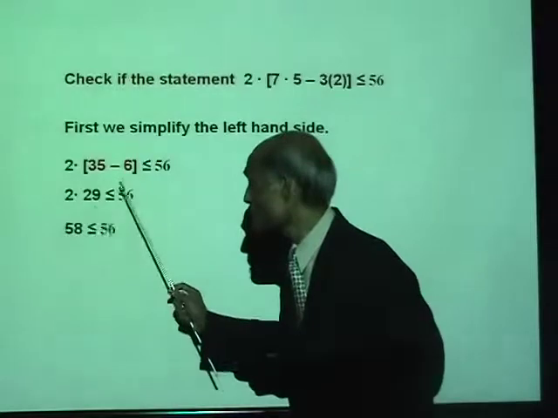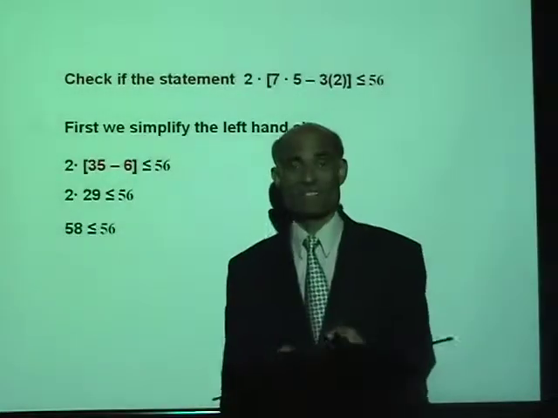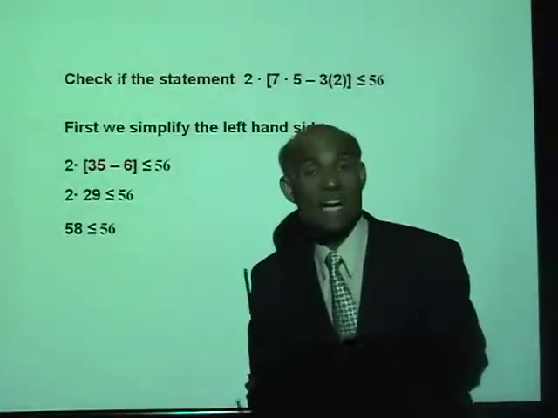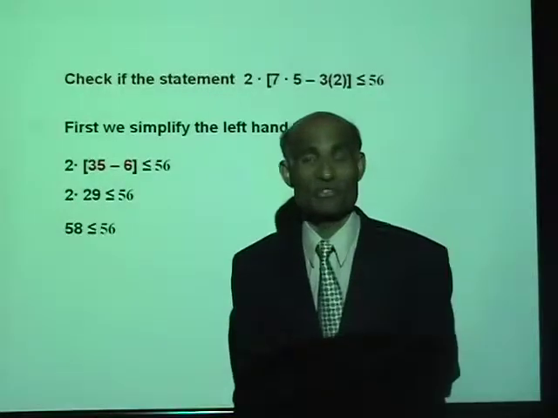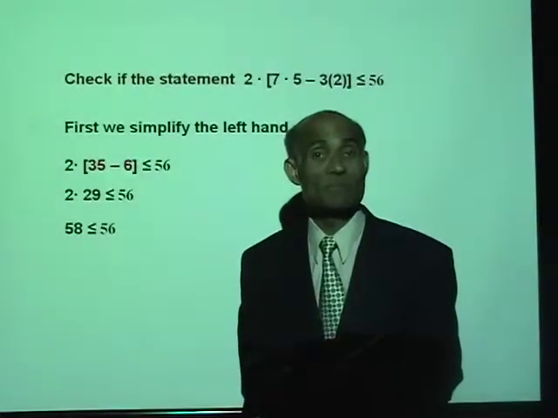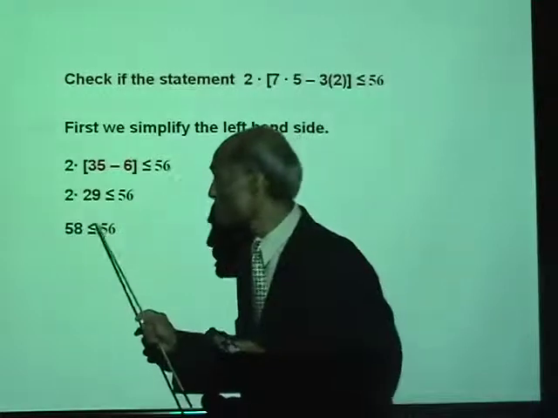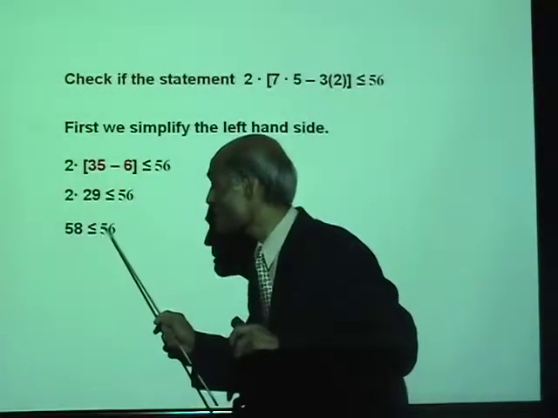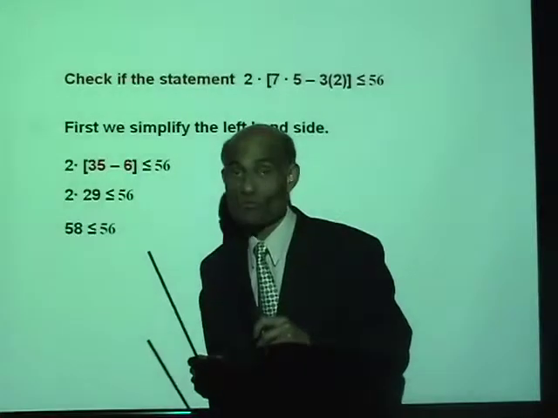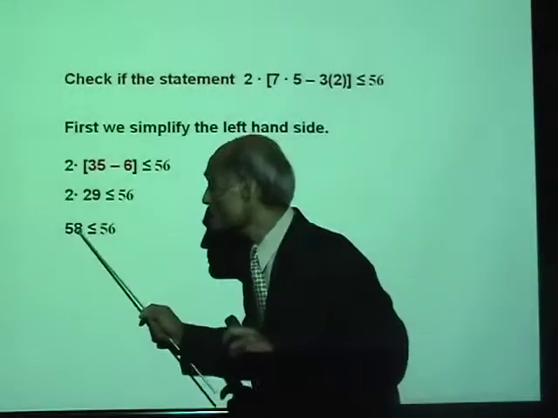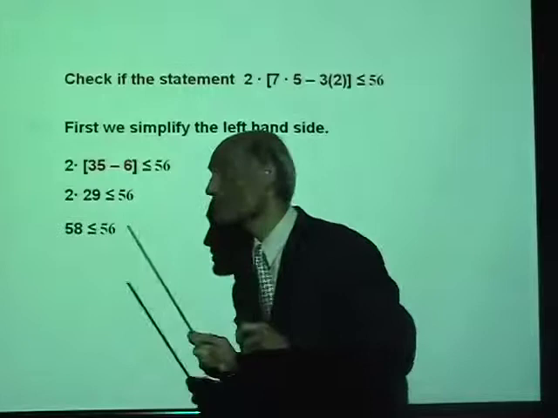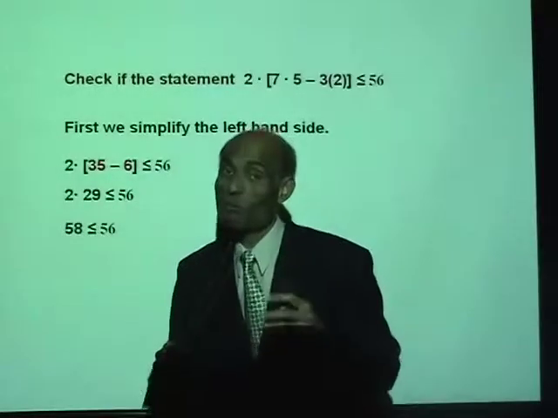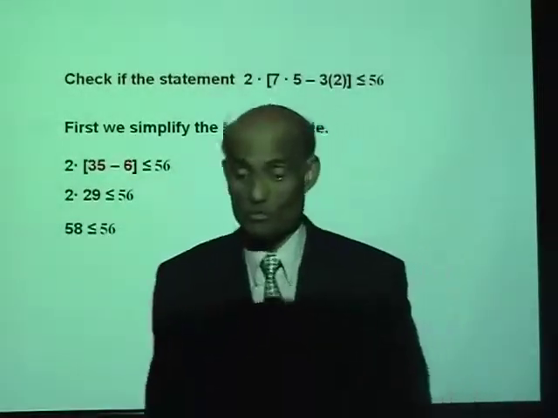2 multiplied by 29 is 58. 58 less than or equal to 56. Is that a true statement? Well, remember, this contains two statements. Is 58 less than 56? No, that's false. Is 58 equal to 56? No. So both statements are wrong.